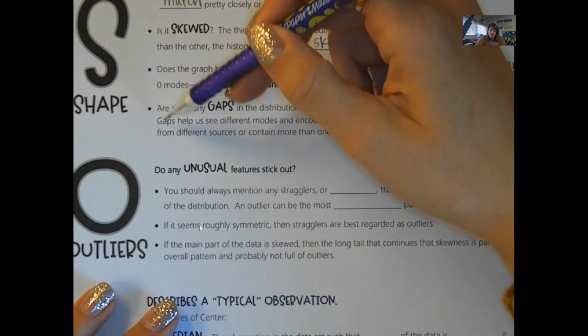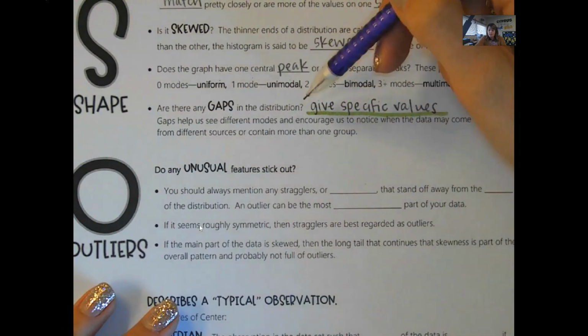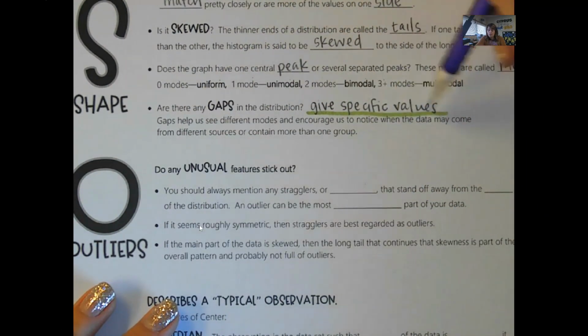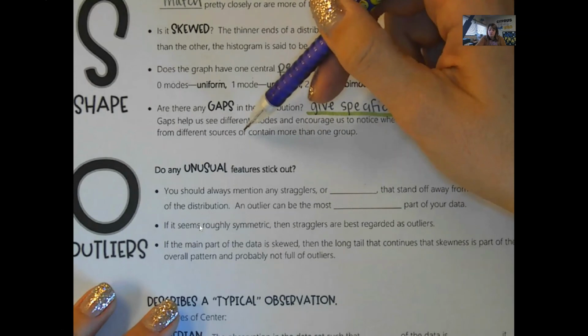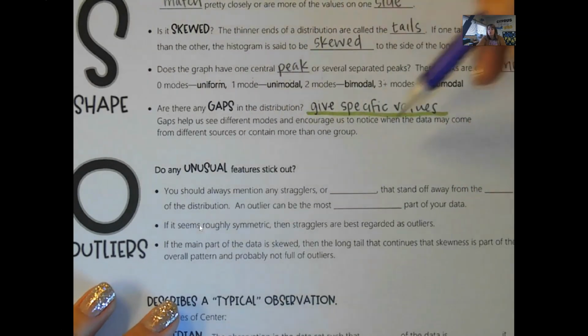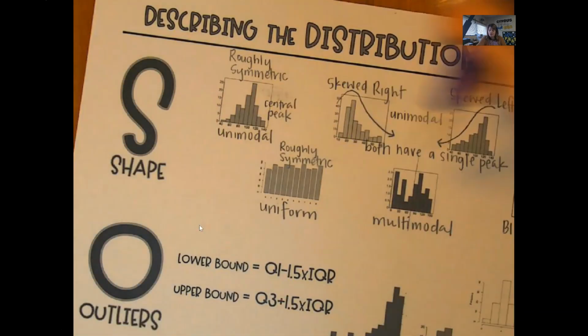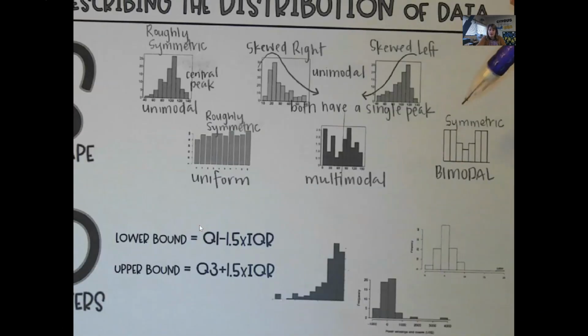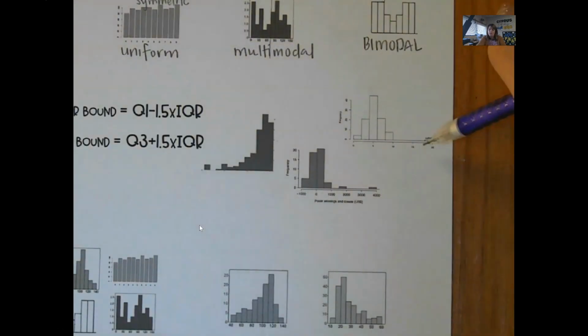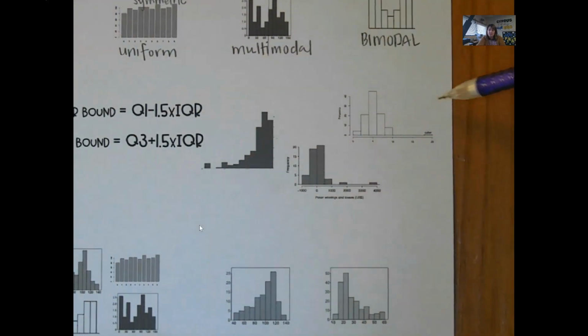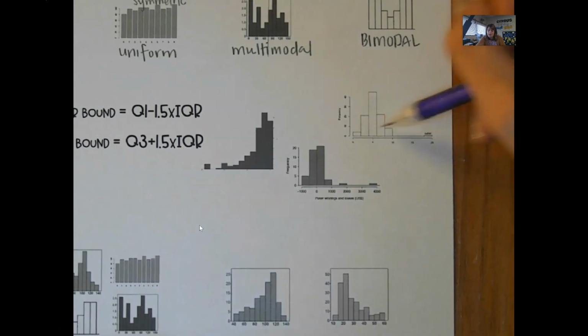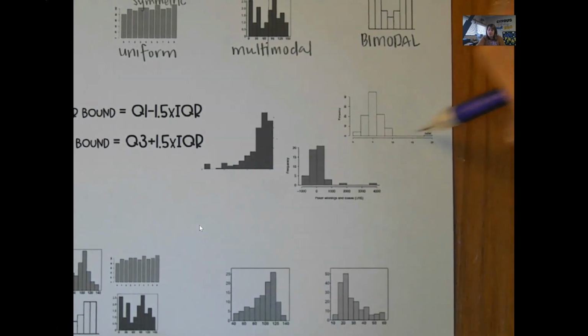And then this says gaps help us see different modes and encourage us to notice when the data may come from different sources or contain more than one group. So on this backside, at least in our shape section, we don't have any that have gaps. Down here in our outliers section, though, every single one of these has a gap. This one has a large gap. This guy has a very large gap.